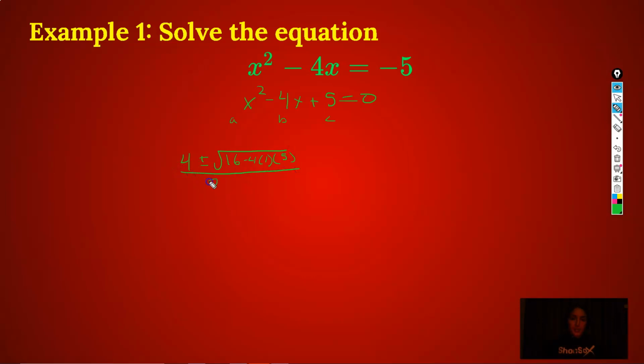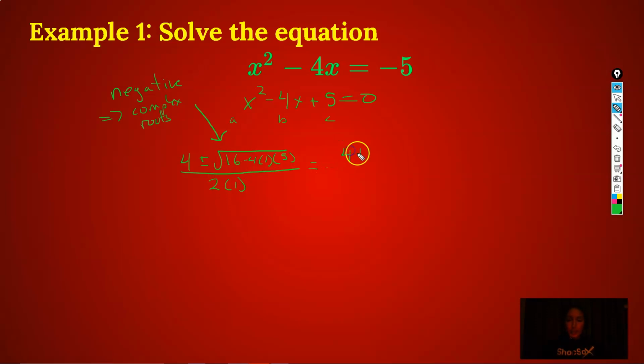All over 2 times a, which is 1. So let's see. If we judge by our discriminant here, what's going to happen? Well, 16 minus 20 is going to be negative. So I can tell right off the bat, because that's negative, I'm going to be looking for complex roots. So I already kind of know what to expect here.